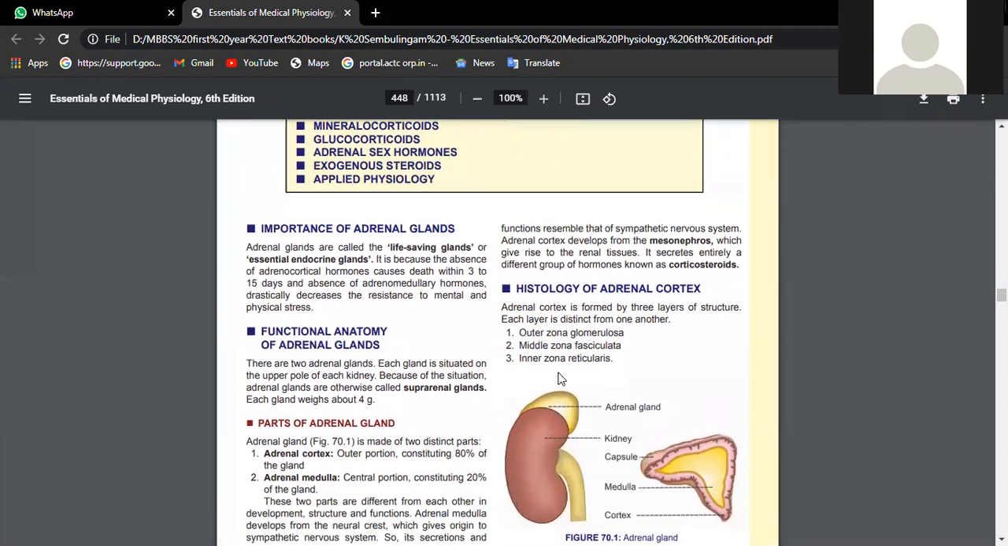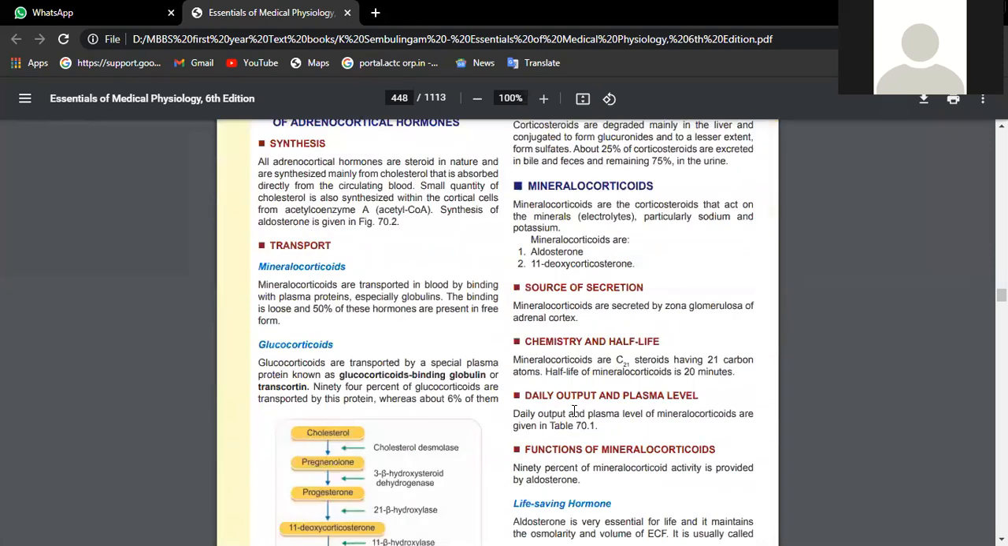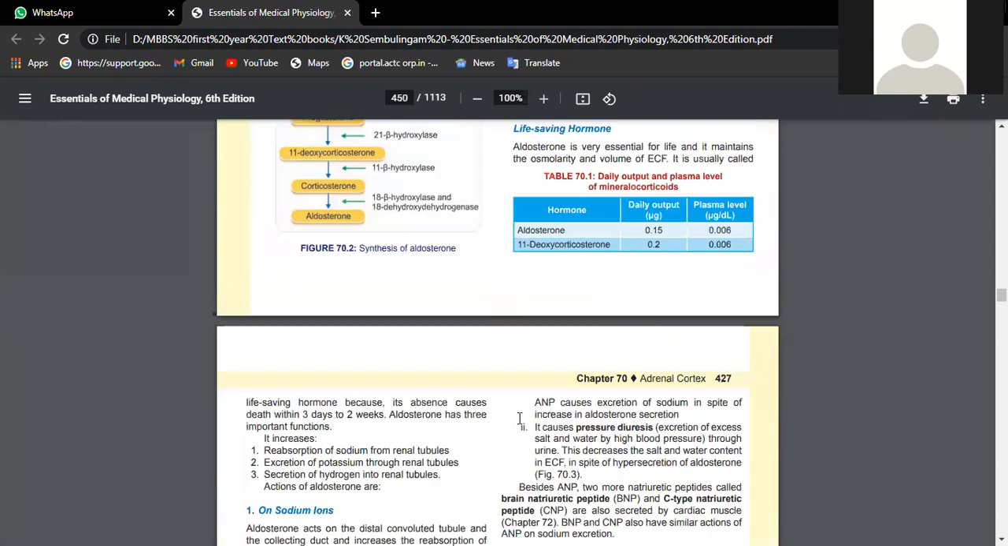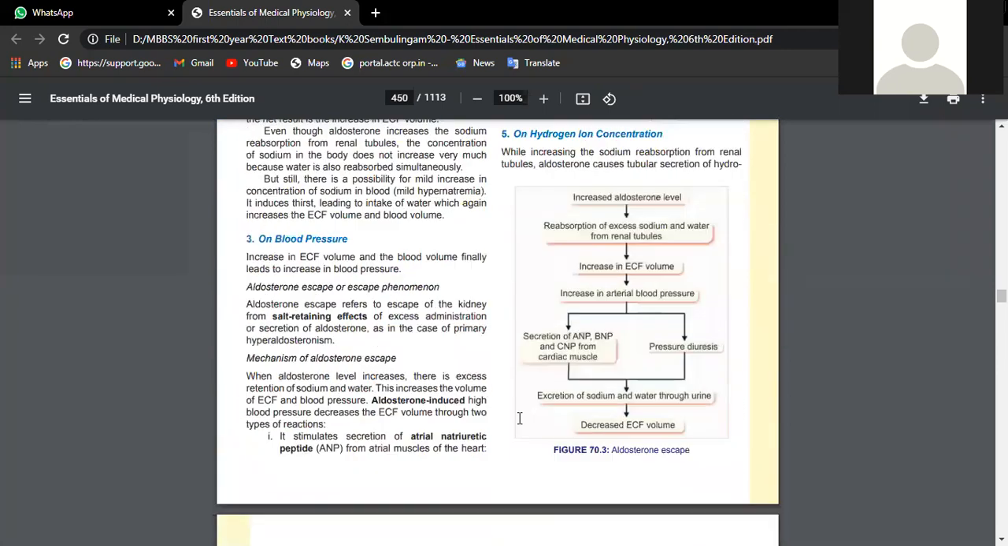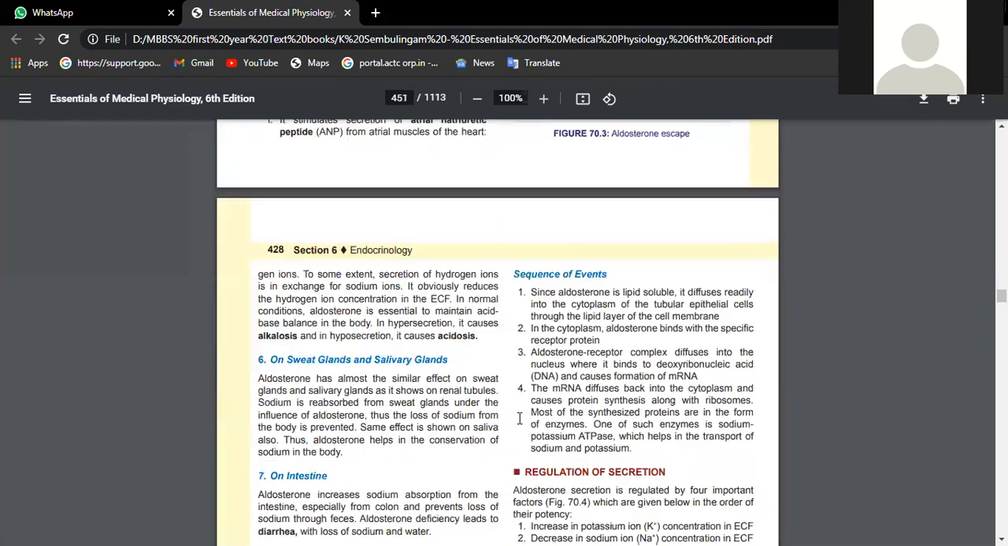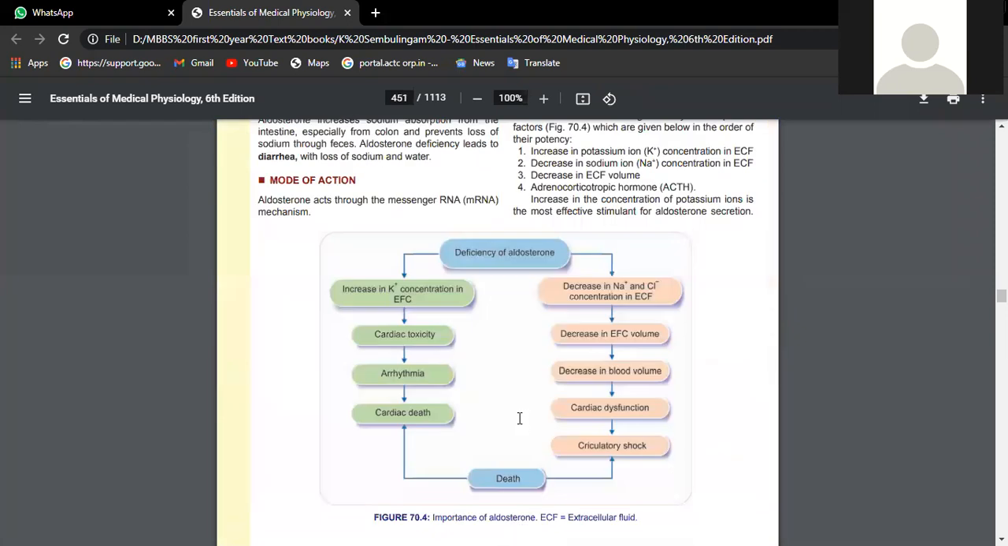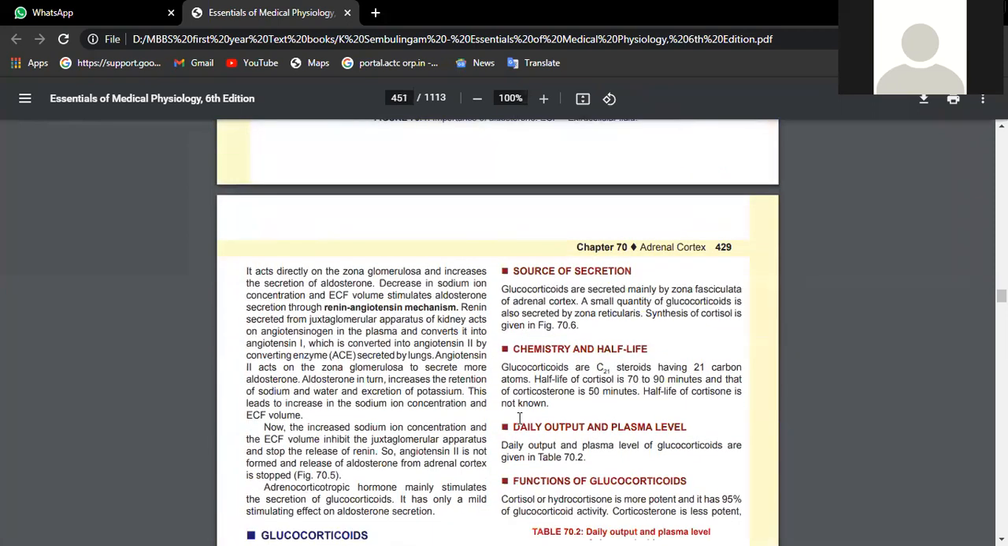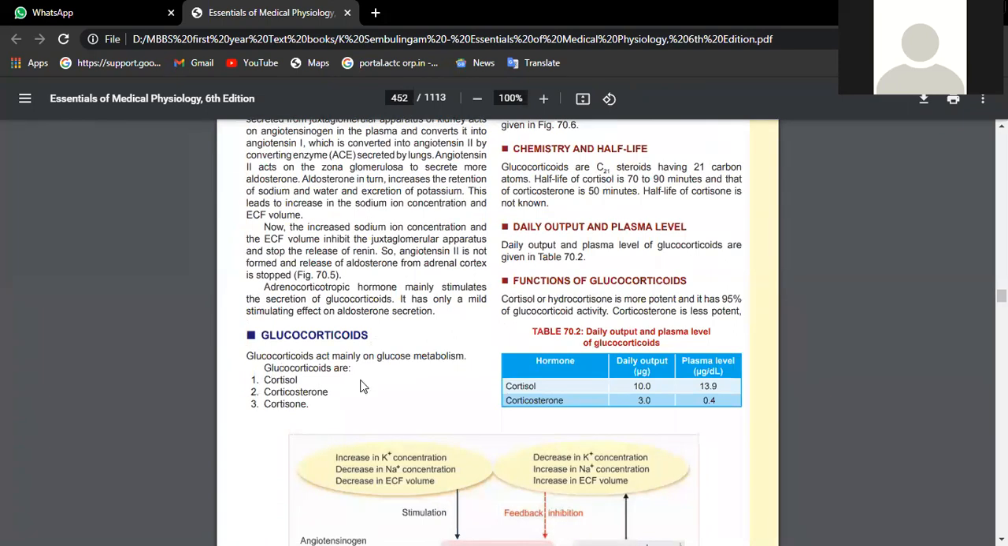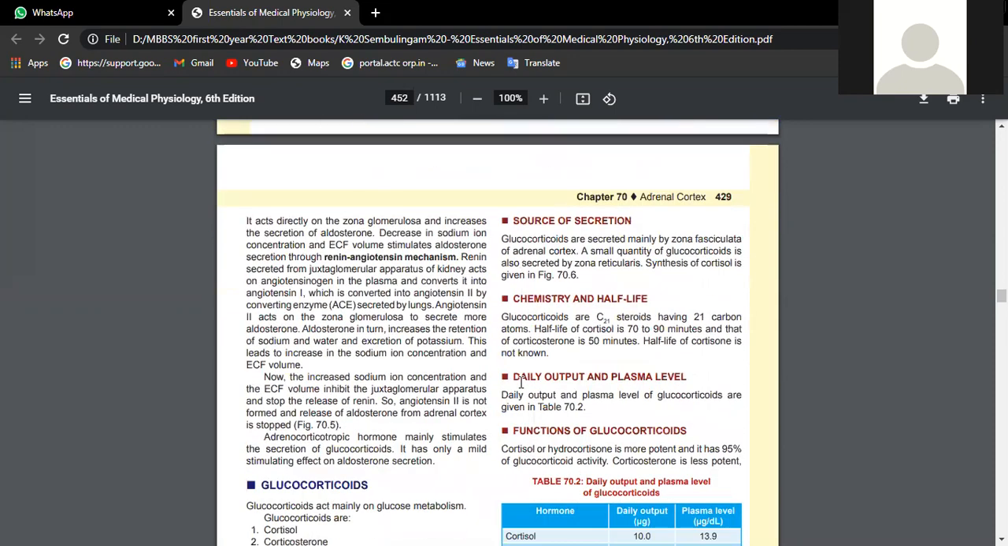So from glomerulosa, we have mineralocorticoids like aldosterone. From fasciculata, we have glucocorticoids like cortisol. From reticularis, we have sex hormones. Now we are asked to write the details of glucocorticoids. That means hormones coming from zona fasciculata. The most common glucocorticoid which functions in our blood is cortisol. Okay, cortisol is the most important glucocorticoid.